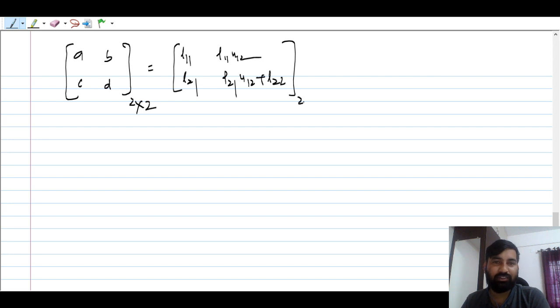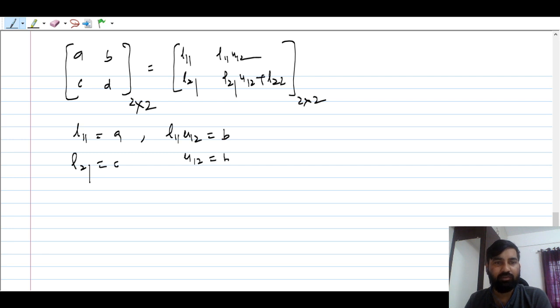So how can you say these two matrices are the same? This should be a 2 by 2 matrix. First of all, the size should be the same, then only you can compare. Now what can L11 be? What will be the value of L11? What will be the value of L21? Tell me quickly. From here it is clearly visible: L11 is A, L21 is C, L11 U12 is going to be B. So U12 is nothing but B by A.